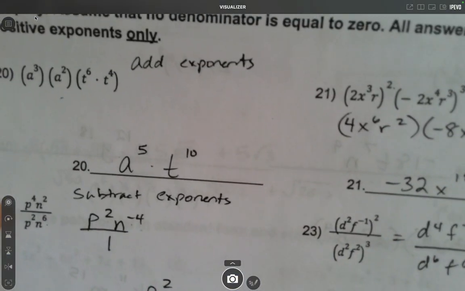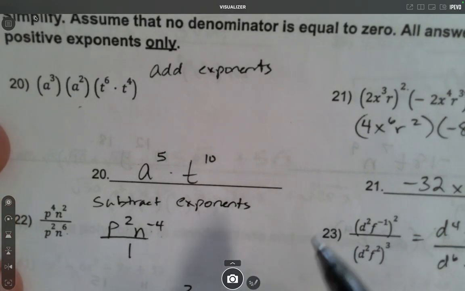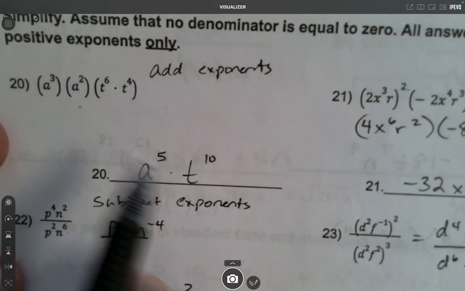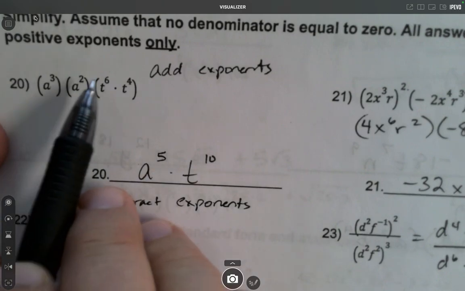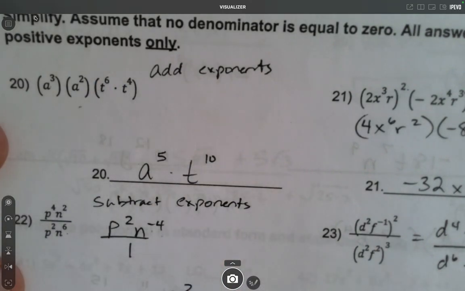Okay, how about some quicker ones? When we're multiplying, we add the exponents together. So 3 plus 2 is 5. 6 plus 4 is 10.